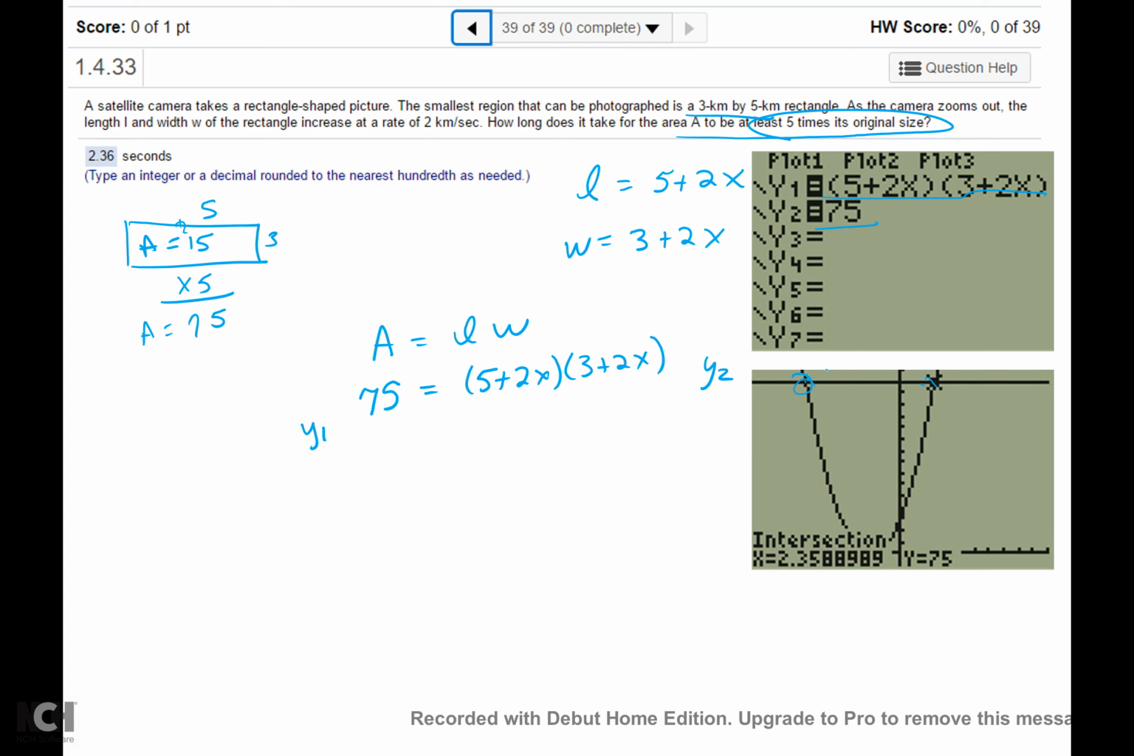This one doesn't make any sense because that would represent negative time. So I just calculate this intersection point and I get an area of 75 when time is approximately 2.4 seconds. Well, read, Ms. Hamilton. They told you round to the nearest hundredth, so it would be 2.36.